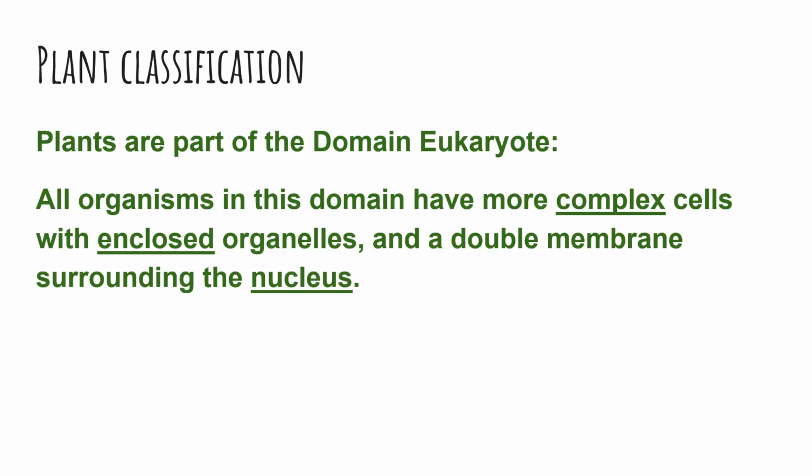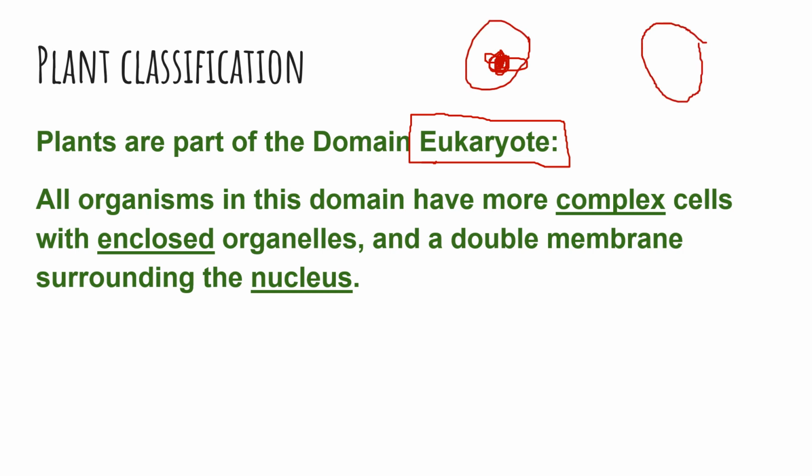Okay, so if you can recall, back when we talked about classification, there were 3 domains, one of which had membrane-bound organelles and a nucleus. The other 2 did not. So the first one that we mentioned was eukaryote, and this is the one that has a membrane-bound nucleus. Okay, it has a defined nucleus. And then archaea and bacteria are the other 2. They are what we called prokaryotic, where their DNA is just kind of a mess all inside of the cell. So plants are part of domain eukaryote, meaning they're this kind.